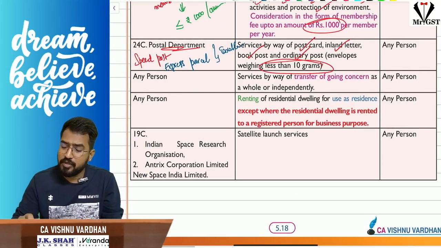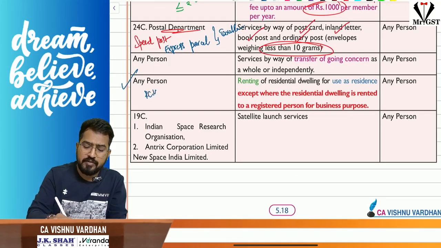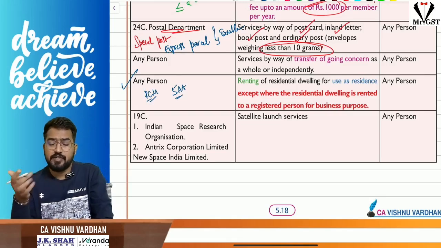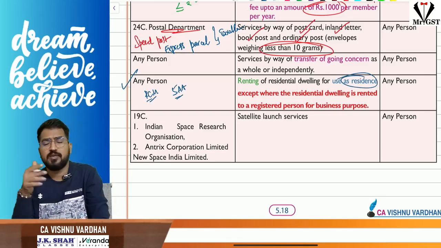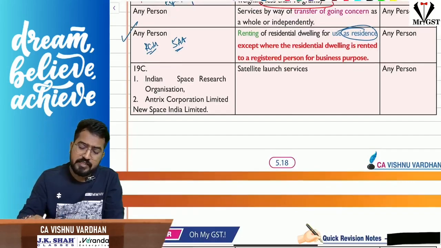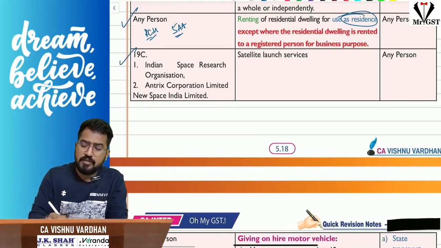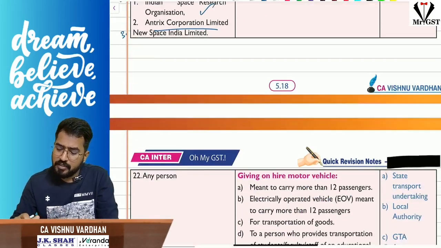Next, another important thing is, yes, we have discussed all these things in RCM itself. We have discussed entry 5AA. Renting of residential building for use as residence is exempt under GST. If you are using it for commercial purpose, then RCM comes into picture when the recipient is registered, all that we have seen. Next, satellite launch services provided by ISRO or Antrix Corporation Limited, or New Space India Limited, that is exempt under GST.